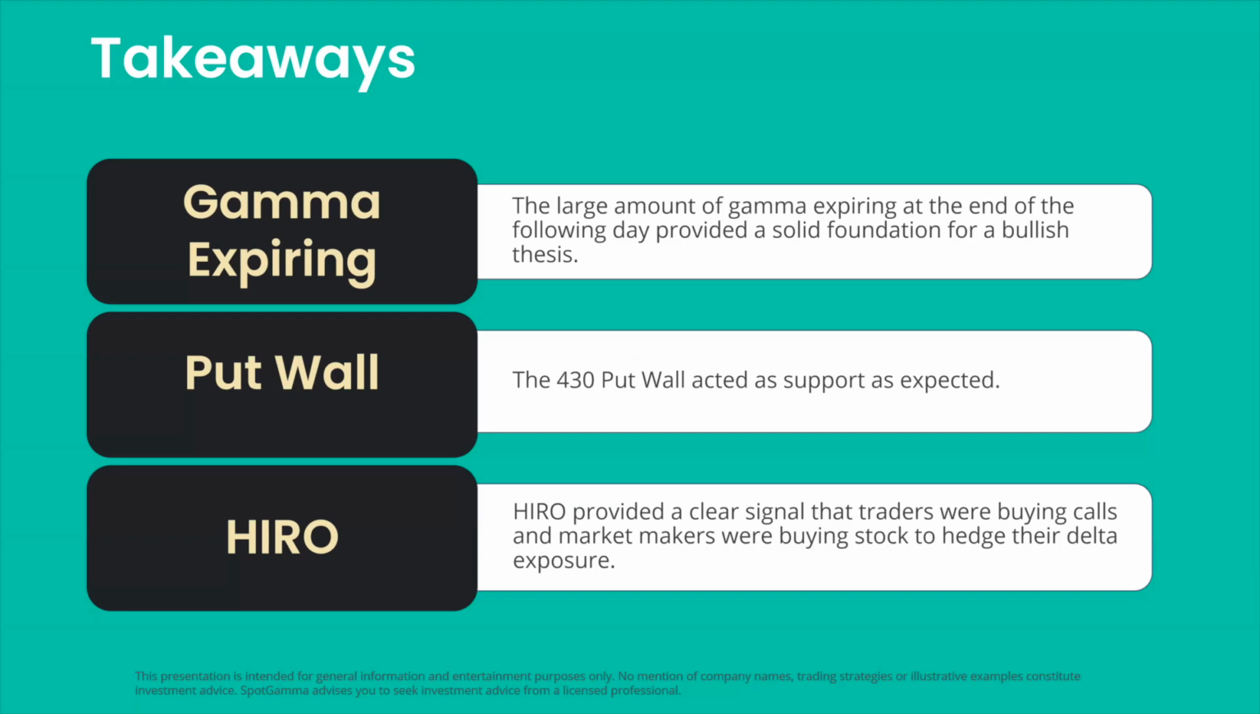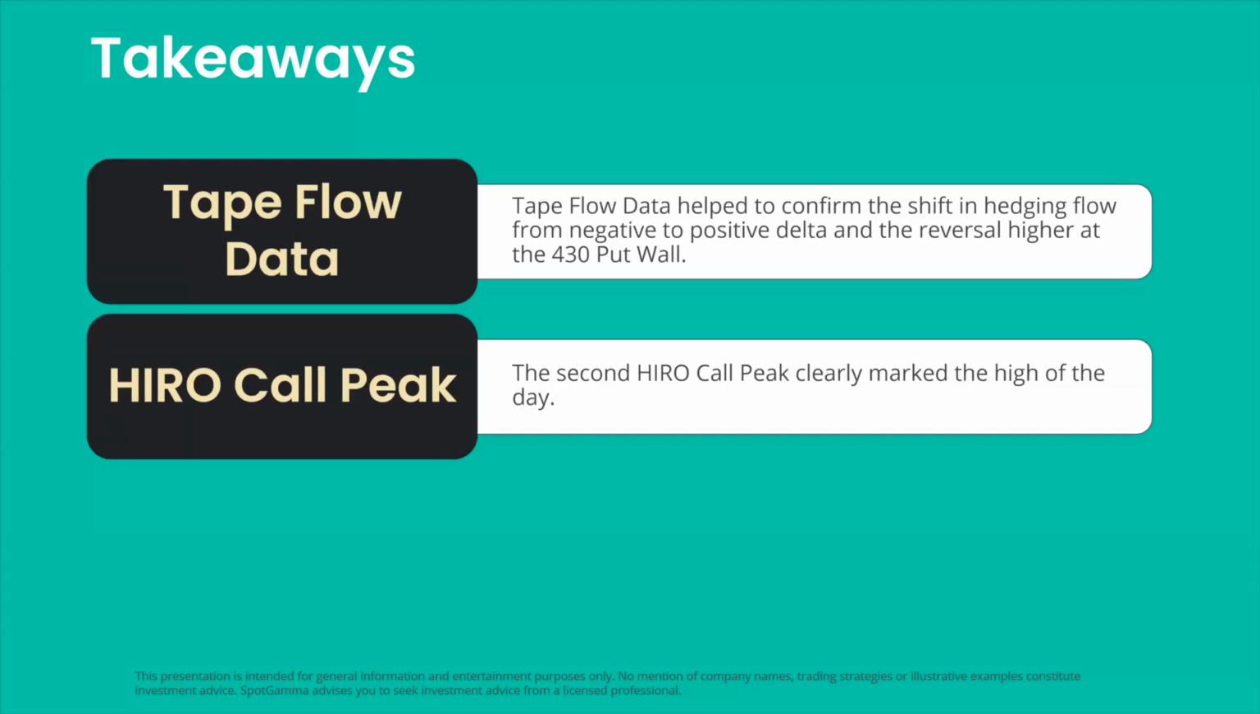HIRO provided a clear signal that traders were taking positive delta positions, buying calls, and market makers were buying stock to hedge their delta exposure. Tape flow data helped to confirm the shift in hedging flow from negative to positive delta and the reversal higher at the 430 put wall. Finally, the second HIRO call peak clearly marked the high of the day.